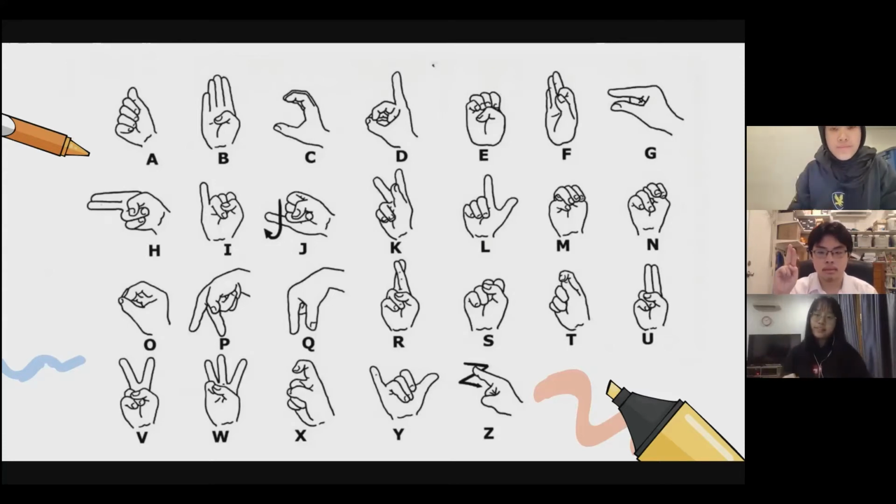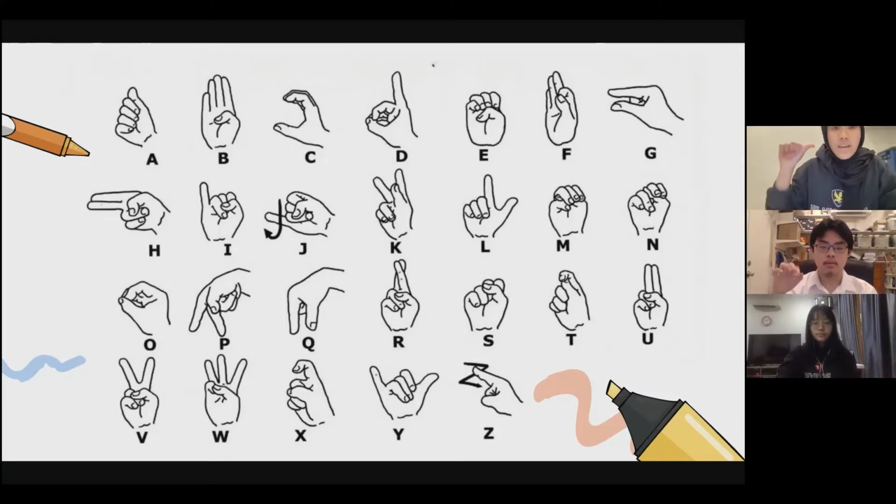Okay, so next is V, which is just a peace sign. W, which is just the number 3. X, you just want to bend your index finger slightly. Y, which is just the top shape of a Y. And Z, you just want to use your index finger to draw Z.